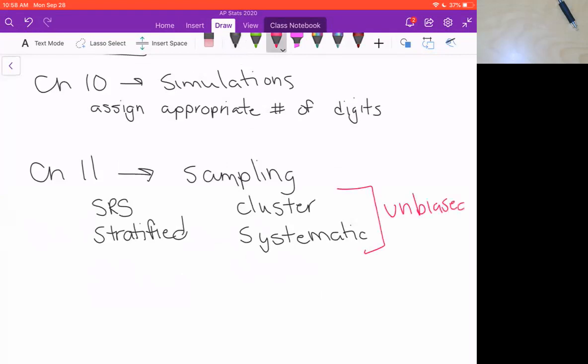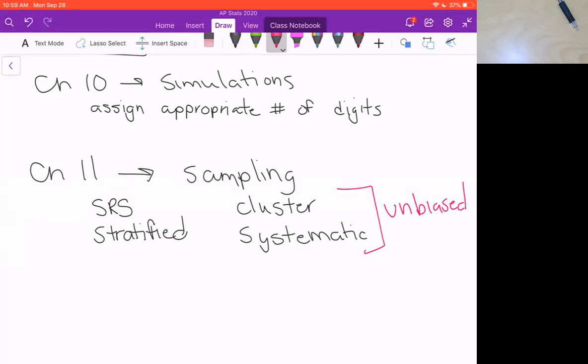So unbiased means that they are all fine ways to estimate something. However, sometimes one is better than the other, like in the free response we just looked at, a stratified for the yeses and the nos would probably give us a more precise estimate than a simple random sample. Because with the simple random sample, we might get our proportions completely off. So sometimes stratified might be better than a simple random sample.